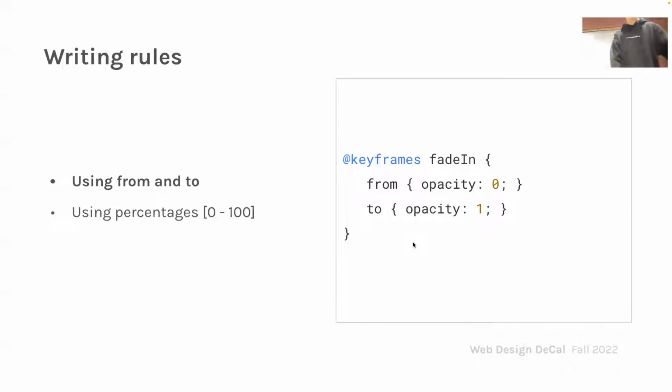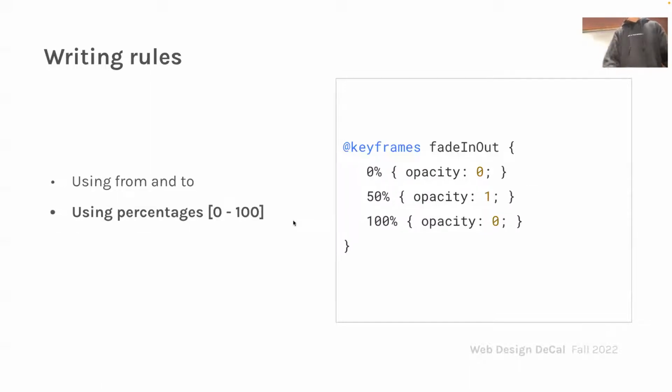There are two ways we can write our rules with animations. As I said before, we have states, so think of it as what you start from and what you're going to. For example, this animation is called fade in. As you can guess, we start with opacity 0, so it's invisible, but as the animation progresses, it goes to opacity 1 and is fully visible. That's one way to do it, using the words from and to, which is a more intuitive way of understanding it.